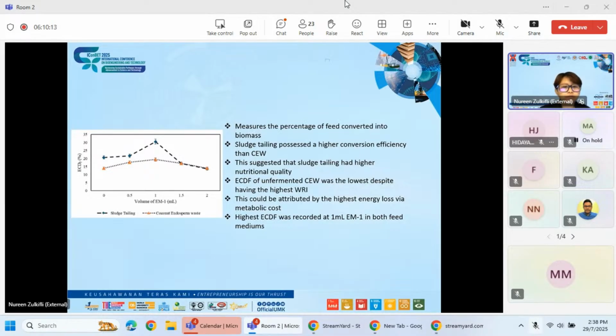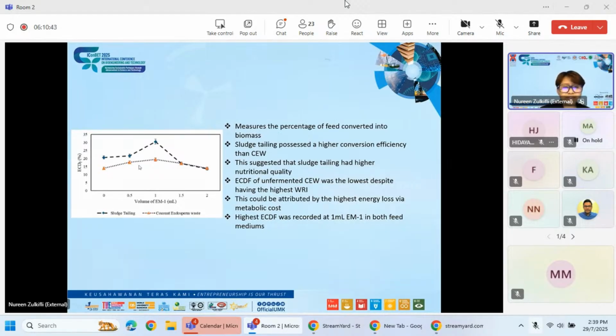The ECDF of unfermented coconut endosperm waste here at 0 ml had the lowest ECDF value despite having the highest WRI value. That means they eat more, but they have the least percentage of feed being converted into biomass. This could be attributed to the highest energy loss via metabolic cost. That means the larva lost a lot of energy via respiration.